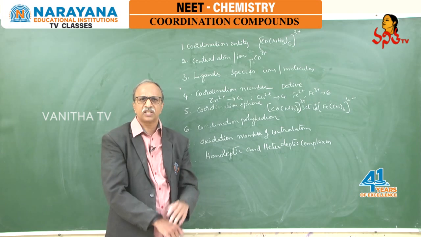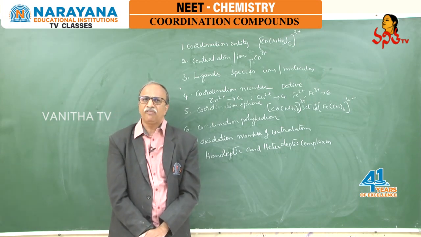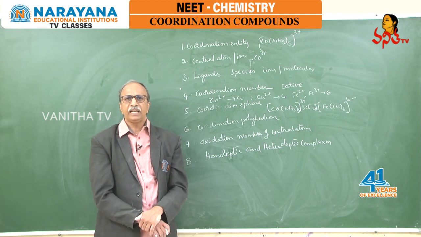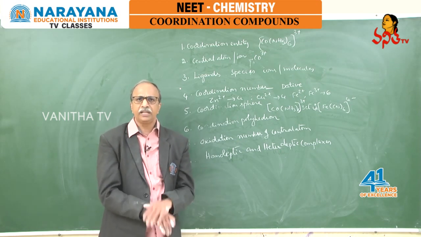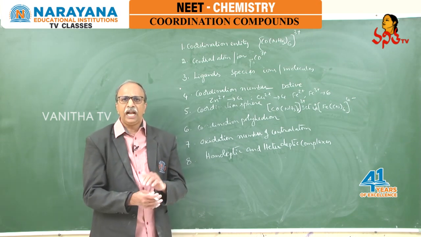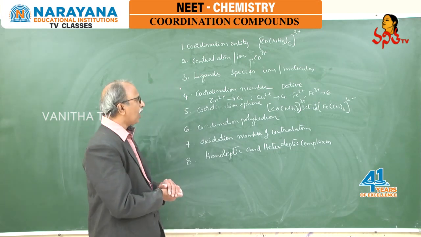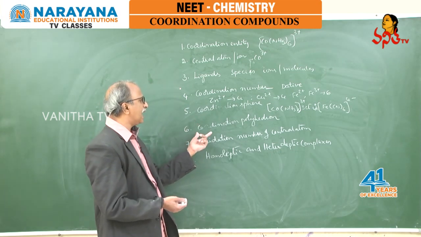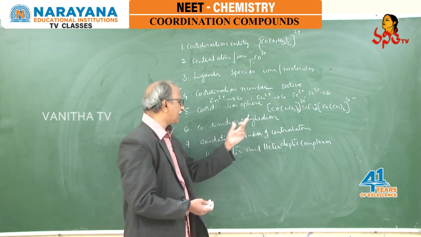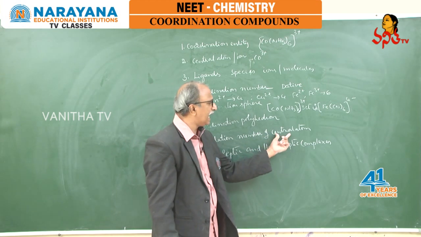As we discussed previously, these complexes will have geometries such as tetrahedral geometry, square planar geometry, and octahedral geometry. Describing the geometry of this coordination sphere is called the coordination polyhedron.